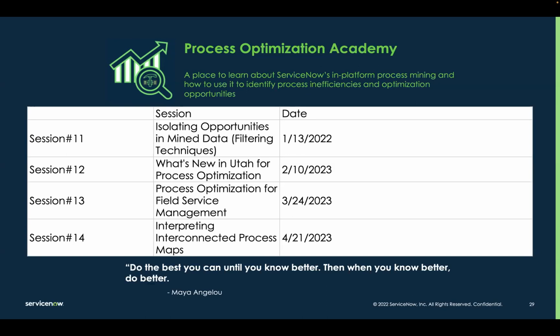And in Utah, we're expanding process optimization's coverage to include field service management. So think about looking for inefficiencies and bottlenecks inside of work orders. On the 24th of March, we're going to have our outbound product manager for field service management on with us to share some of the use cases and some of the value add that process optimization brings to that solution. And then the following session, we'll be looking at interpreting those interconnected process maps. As I just mentioned, we've made some enhancements in Utah, so we figured we'd push that section back to make sure we cover those new enhancements.